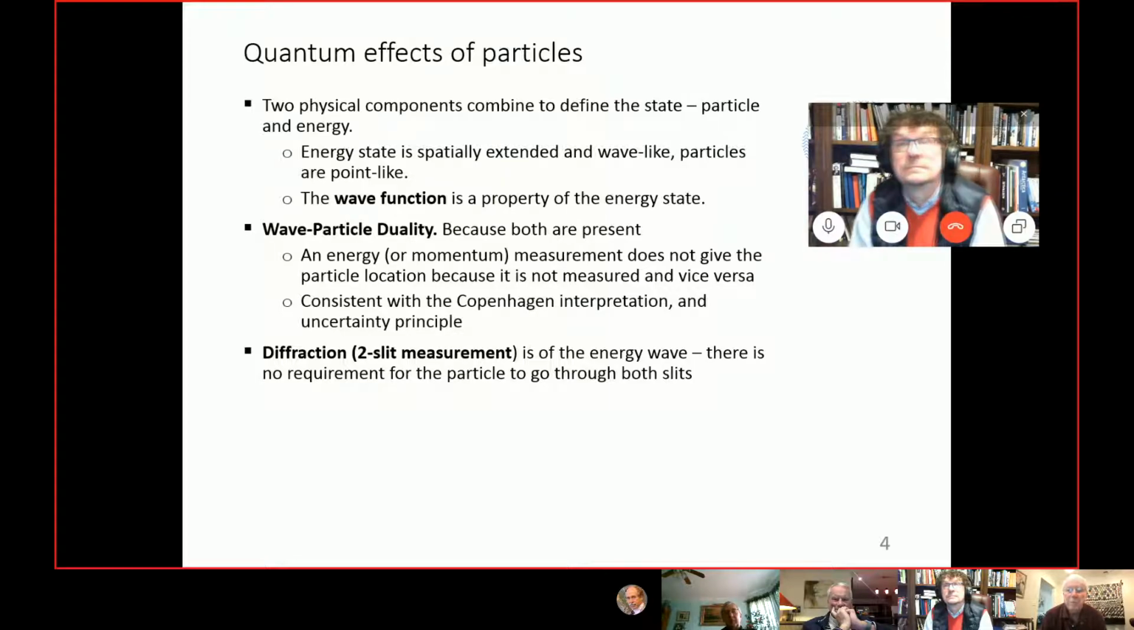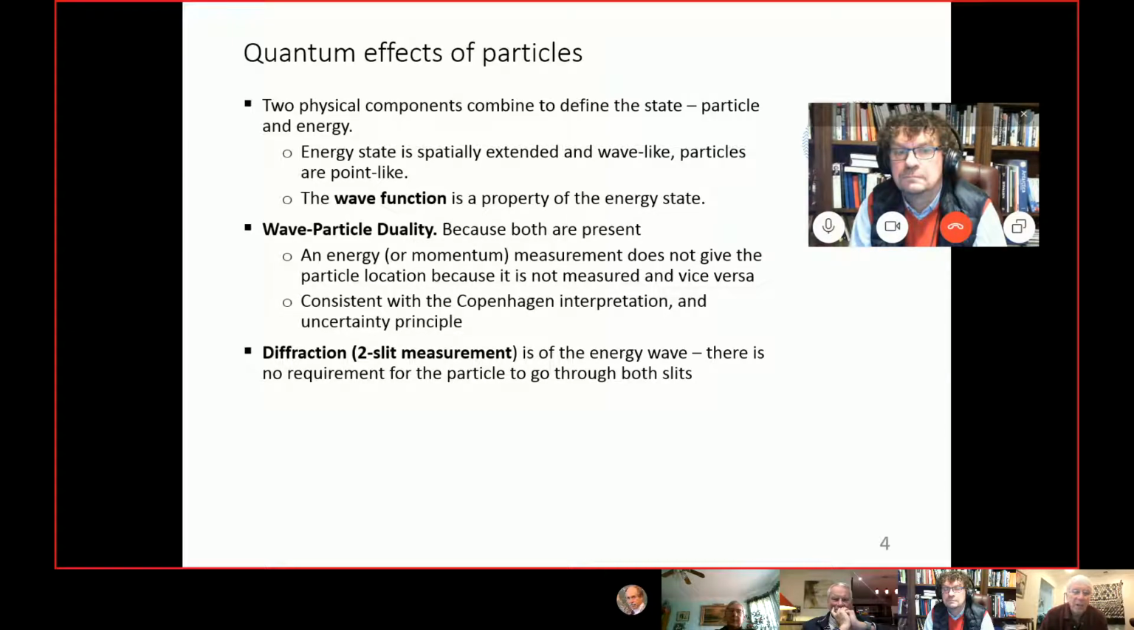And so if you measure the energy, you can only deduce the property of the particle indirectly as being somewhere within the envelope of the energy state. And so that leads naturally to a probabilistic interpretation. So things like the two-slit diffraction, it's the energy wave that is diffracting, not the particle.